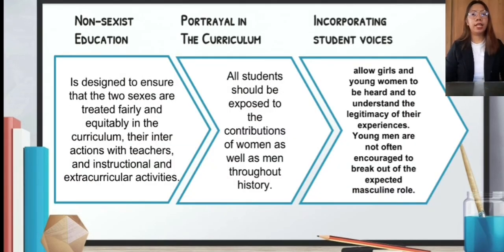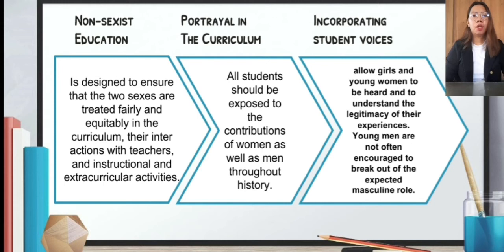Non-sexist education. Its goal is to guarantee that boys and girls in the classroom, in interactions with instructors, and in instructional and extracurricular activities are treated similarly. Teachers must provide books by both female and male writers in order to establish non-sexist classrooms. Males and females with non-stereotypical employment and responsibilities should be presented on bulletin boards and in teacher-prepared materials. Masculine students are required to participate in stereotypically feminine activities, while female students are required to participate in stereotypically masculine activities.